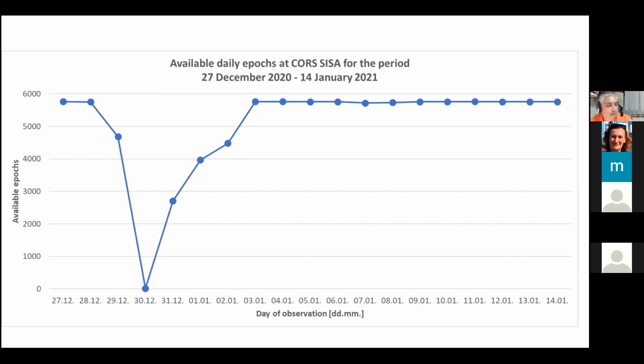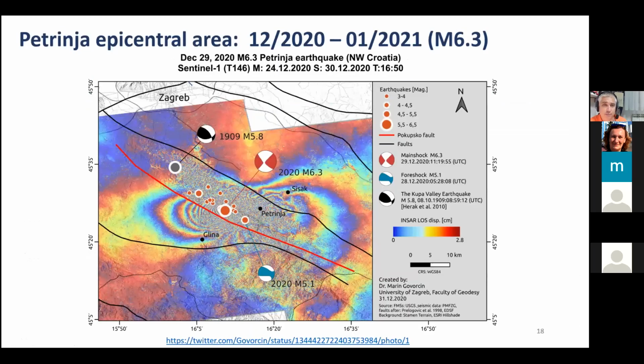So this is proof that the station itself has suffered from this earthquake, mainly due to power issues. And now, as I did in the first case study, I'm going to correlate those results with results obtained by InSAR.